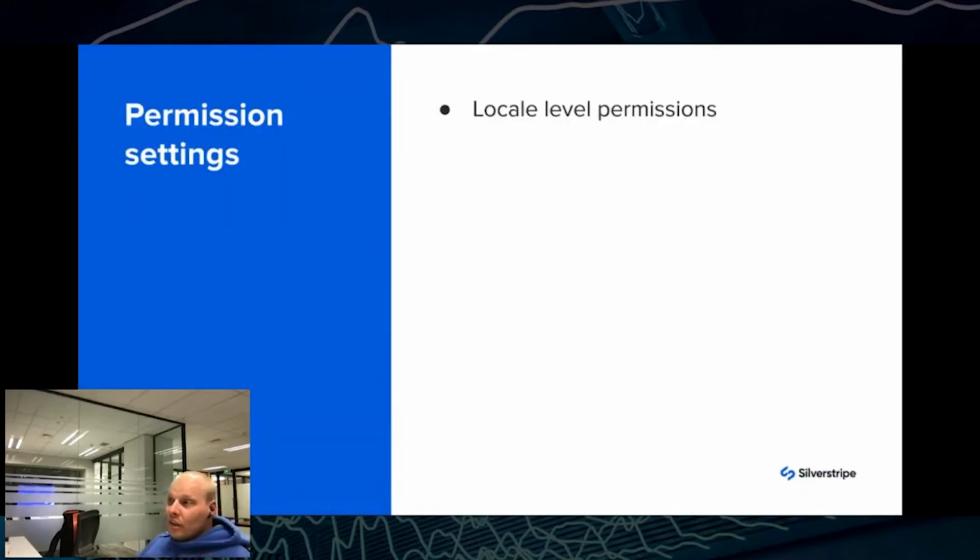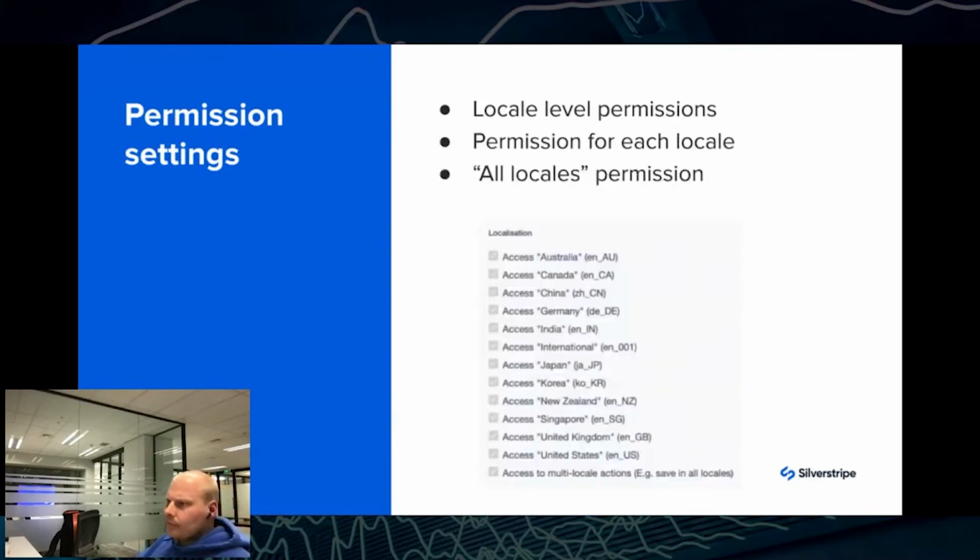And speaking of restricting access, Fluent comes with locale level permission settings. You can set up permissions per locale, but there is also a special permission to allow access to all locales. You can see on the picture, you would set up a user group, and then you have this localization section, and you can just tick whatever locales should be available. And on the bottom, there is a special permission to allow all locales. This special permission is required for some of these actions, for example, save the page in all locales.